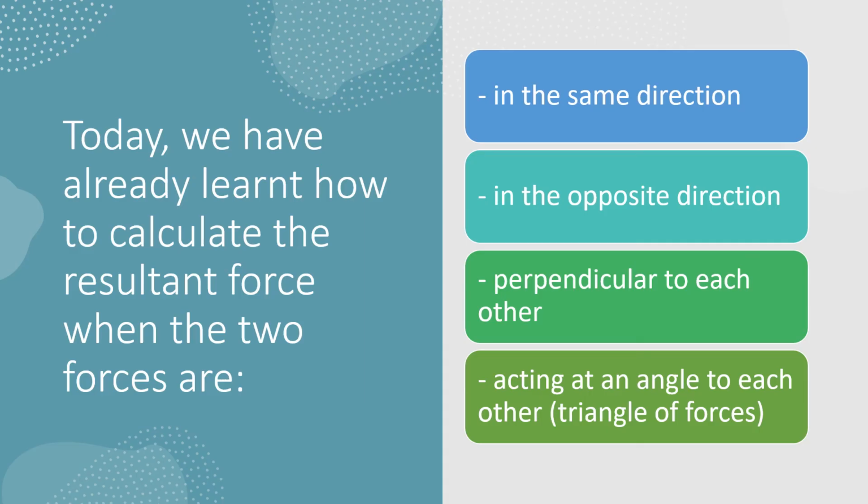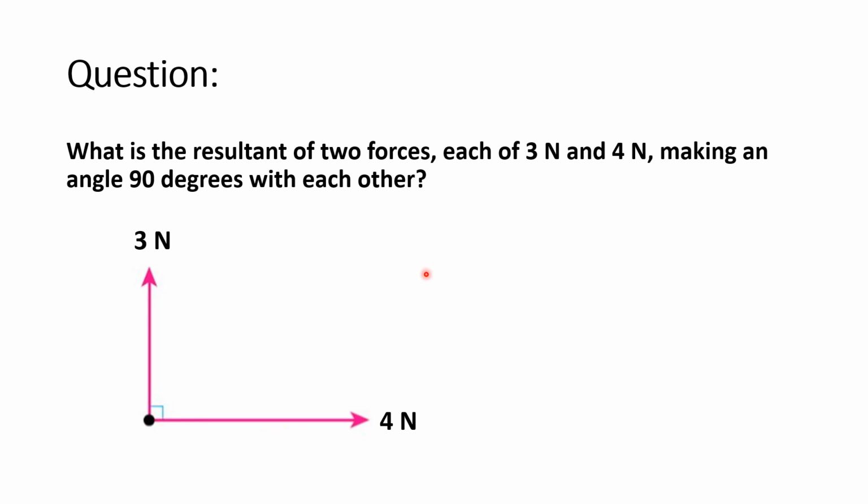Okay, so today, we have already learned how to calculate the resultant force when the two forces are in the same direction, in the opposite direction, perpendicular to each other, and also acting at an angle to each other, by using the method of triangle of forces. Before we end the class today, let me give you one question to test your understanding. What is the resultant of two forces, of 3 Newton and 4 Newton, making an angle of 90 degrees with each other? I give you 3 seconds to think about the answer.